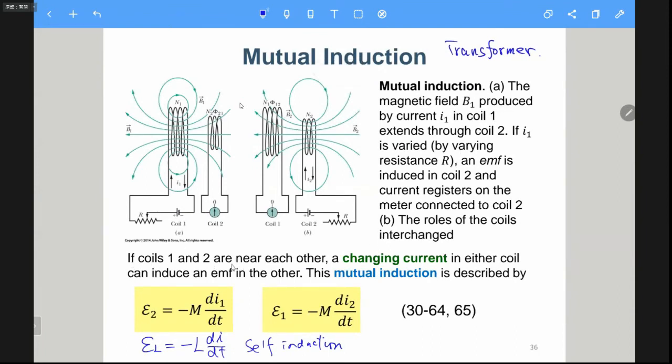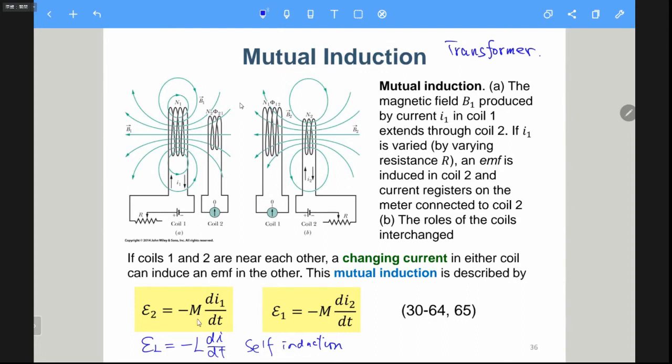So if coil 1 and coil 2 are near each other, the changing current in either coil can induce an EMF in the other. Of course they should be close enough, because you can see the magnetic field lines: if it is farther away from this coil, then it will be sparser and sparser, which means the magnetic field will be weaker and weaker. Sometimes if you buy a transformer, probably they will just overlap together, maybe with one put inside the first coil, so that we hope most of the power can be transferred to the second coil rather than just leaking outside.